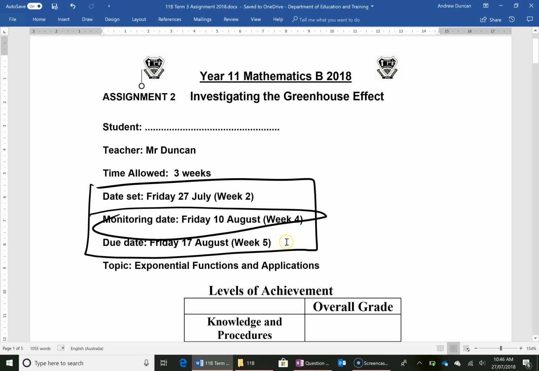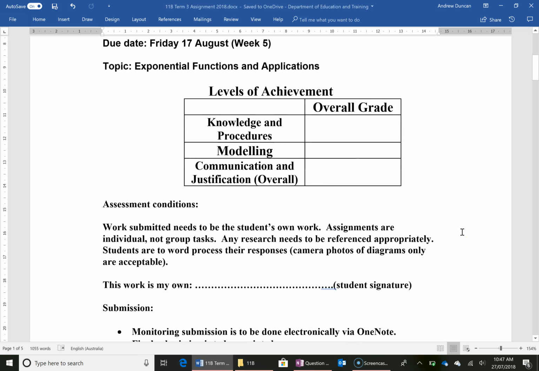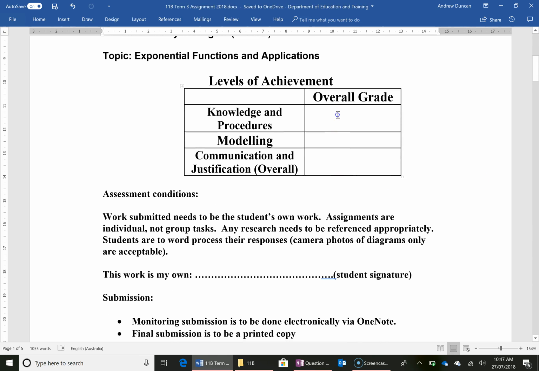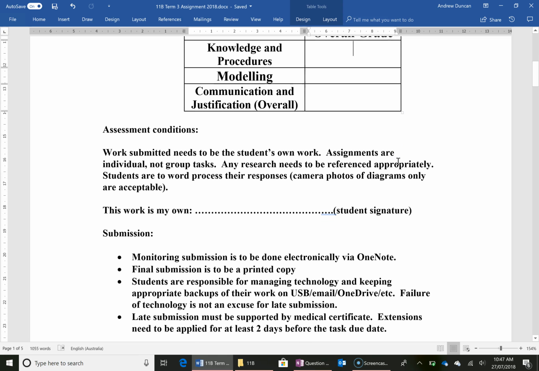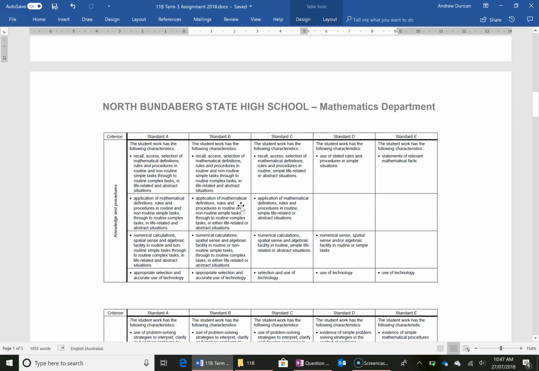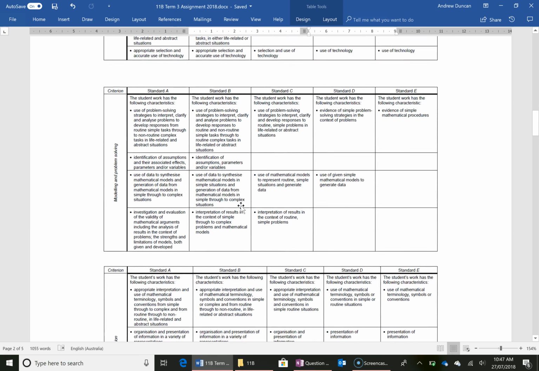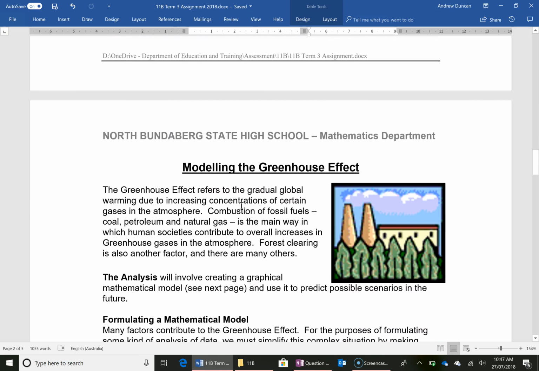Due date, 17th of August, so if you don't hand anything in on the due date, we'll just accept whatever we get on the monitoring date. Okay, so any questions? Any questions, internet people? No? Too bad. Okay, so you'll get marks for communication, modeling, and knowledge, just like always. And you've got to sign here to say that you haven't copied off someone. All right, so I'll mark according to this grid, just like for the last assignment, so I'll give you just an overall grade.